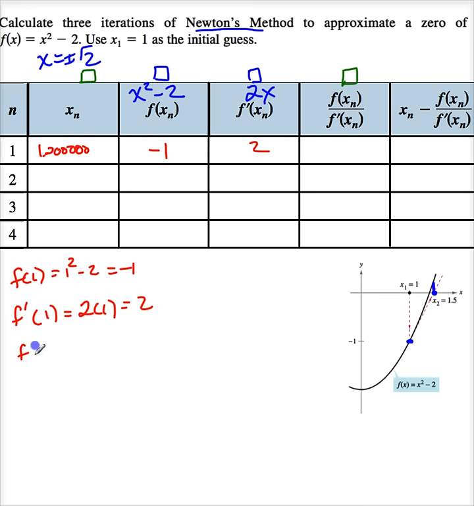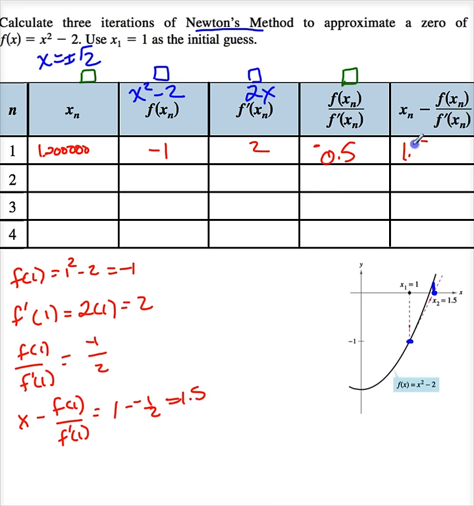The next thing I want to do is find f of 1 divided by f prime of 1. And this is negative 1 divided by 2. So this is negative 0.5. Now, the last thing I want to do is find x minus f of 1 divided by f prime of 1. And so this is 1 minus, you know what, I left off my negative sign there. Don't do that. Minus negative 1/2, or 1.5. So this is my approximate point. This becomes x2. So 1.5 goes down here.